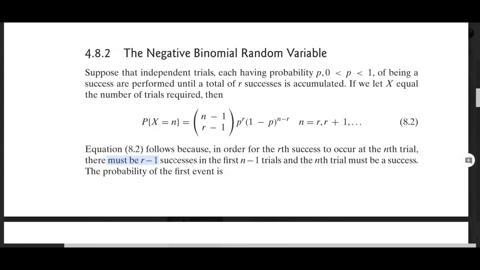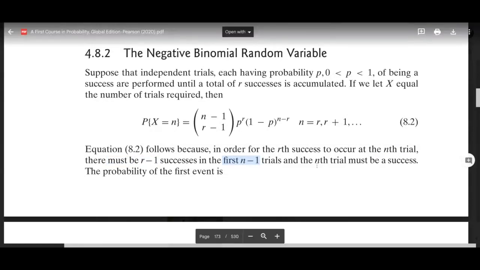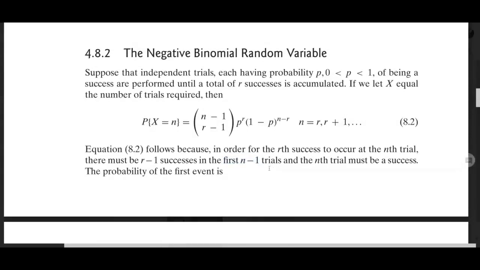There must be r-1 successes in the first n-1 trials, and the nth trial must be a success. So that's the setup. This is not so difficult to understand, right? In the previous n-1 trials, we need to have r-1 successes, and the nth trial is a success. It's the rth success.